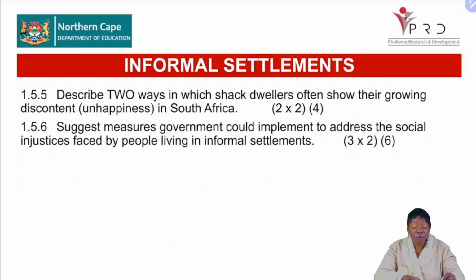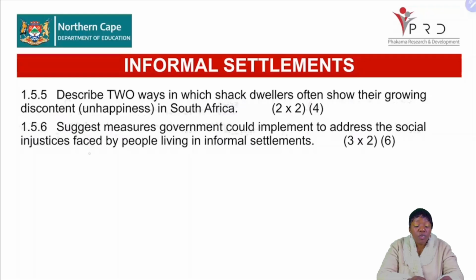Right, grade 12, I hope we are still together. So looking at our next question, we have our figure, question 1.5.5 and question 1.5.6. You describe 2 ways in which the shack dwellers often show their growing discontent. If you don't understand what growing discontent means, it means unhappiness in South Africa. We all live in South Africa and we are all aware what ways these people we call shack dwellers use. 2 times 2. They said describe, so you are not naming, you need to describe these ways that they use.